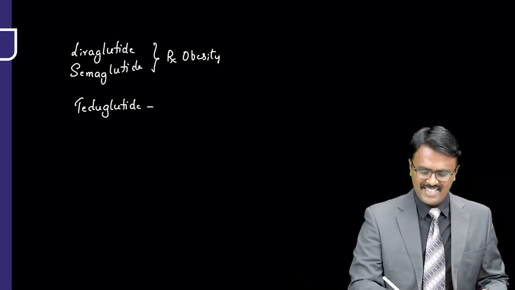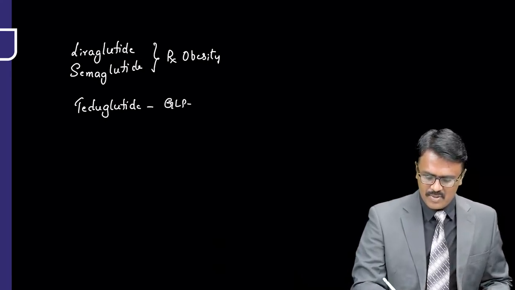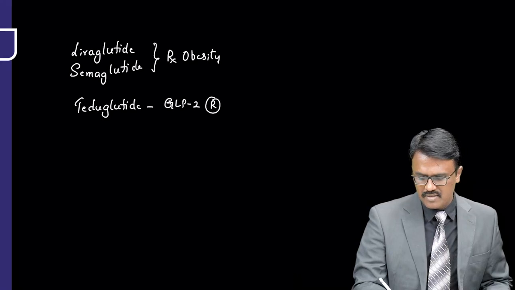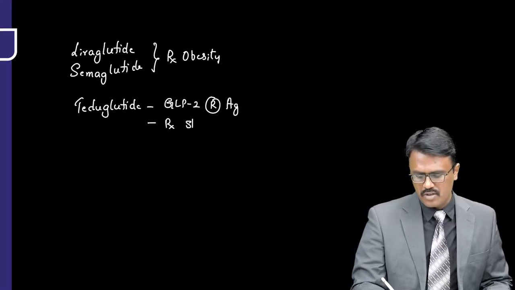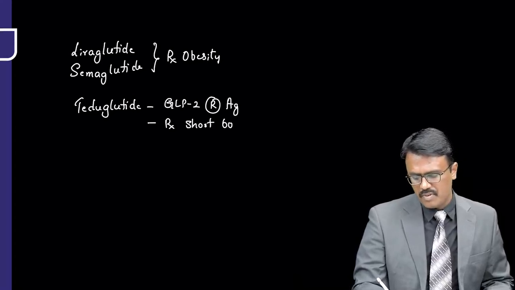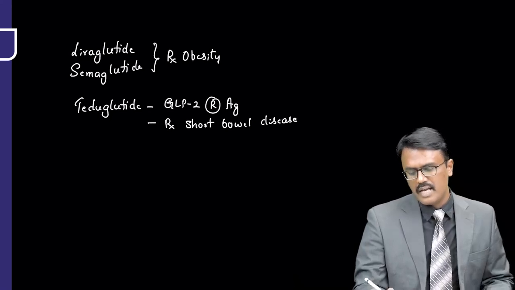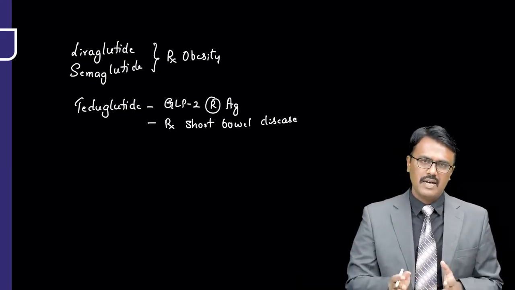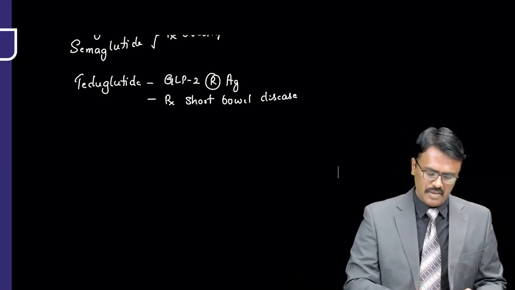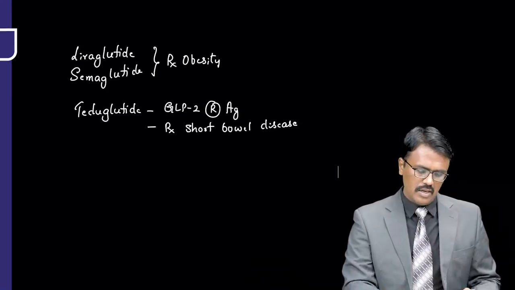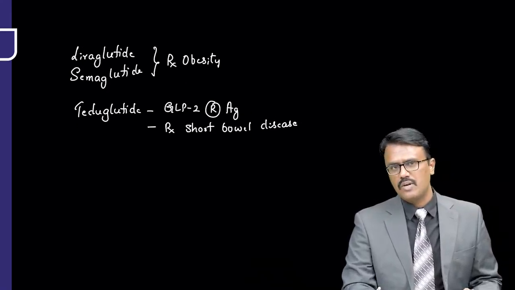So what is it? It's a GLP-2 receptor agonist. And it is approved not for diabetes, it is approved for short bowel disease. So how does it help? By slowing the gastric emptying. In short bowel disease, that is fast, it will slow it. Right. So these are the liraglutide, semaglutide and teduglutide drugs.